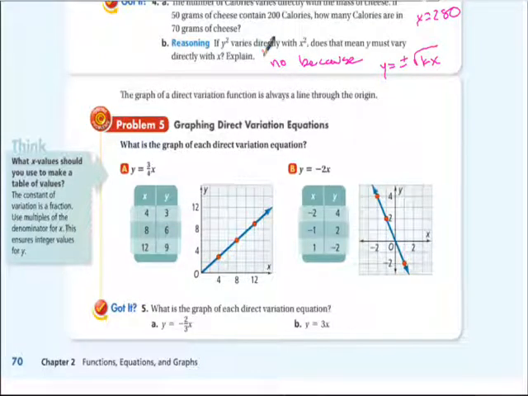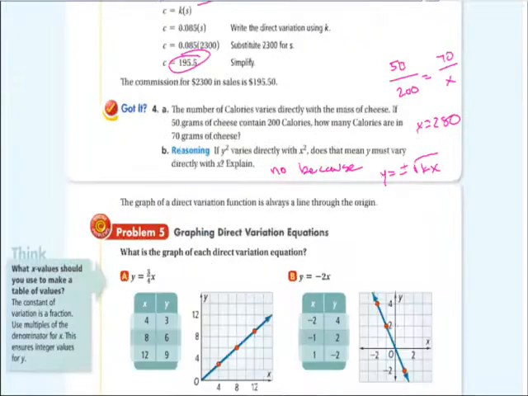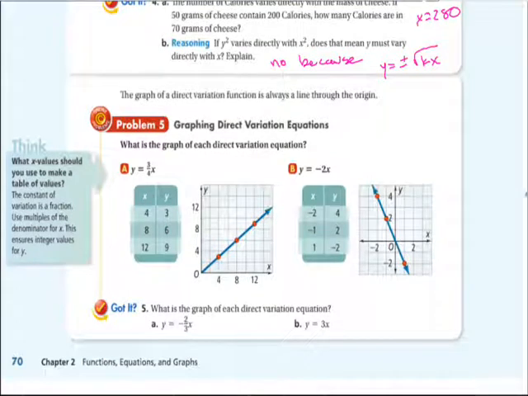The graph of a direct variation function is always a line through the origin, okay? So that's what I said at the beginning. It's always going to pass through the origin because of the real world value of it. Go back to the commission one up here. If you make 0 sales, your commission is $0. If you have 0 grams of cheese, then it is 0 calories, which is a great diet plan if you stay on the 0 grams thing.